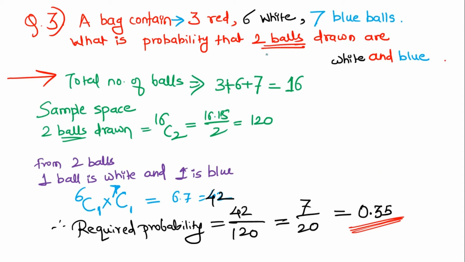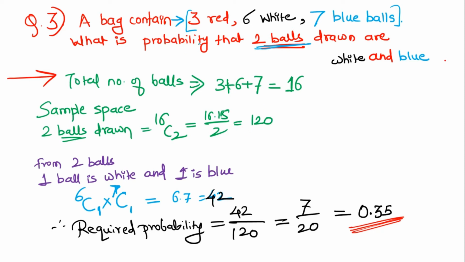So the first thing we are doing is taking out 2 balls. All possible ways of taking out 2 balls from the bag will be your sample space. First of all we have to calculate how many total balls there are of different colors. So total balls in the bag are 3 plus 6 plus 7, which is 16. The sample space is taking out 2 balls from your bag. Possible ways for that is 16C2, which is 120.